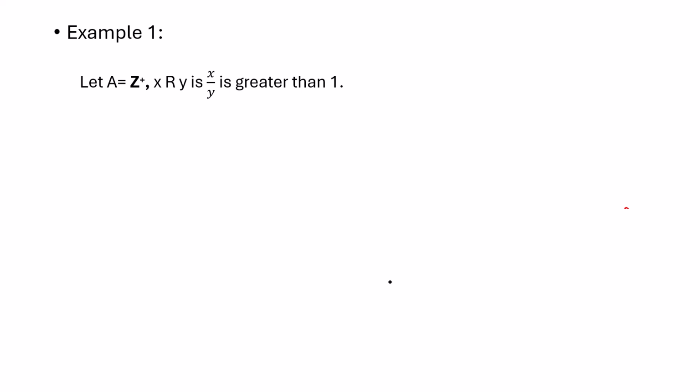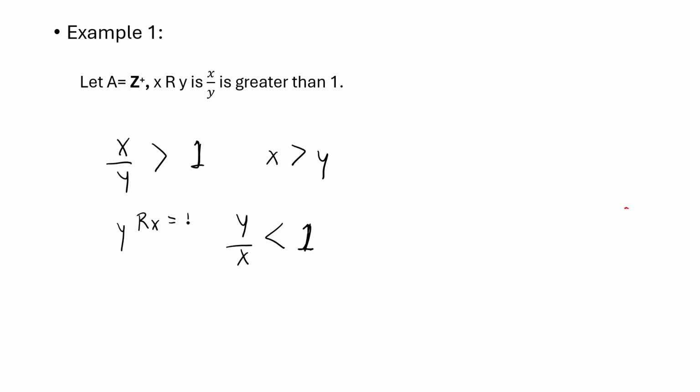So let's take a look at an example. Let's say, for example, we have A equals Z plus, so only the positive integers. And we're going to say that our relation is that x over y is greater than 1. So if x over y is greater than 1, what that means for us is that x has to be greater than y. Well, in that case, yRx is actually going to indicate that since y is less than x, then y over x is in fact going to be less than 1. So yRx is going to end up being false.